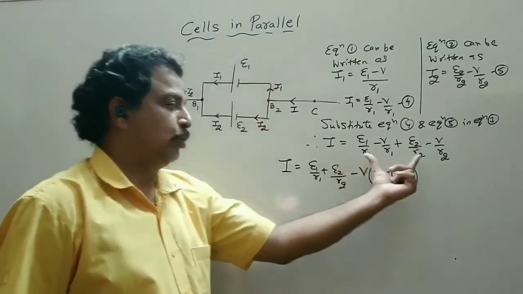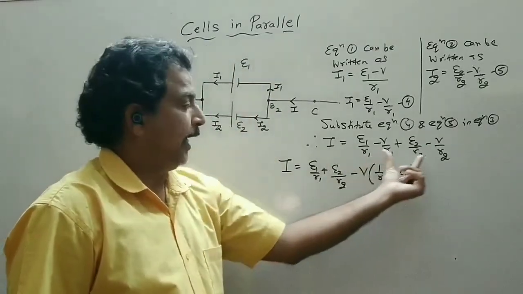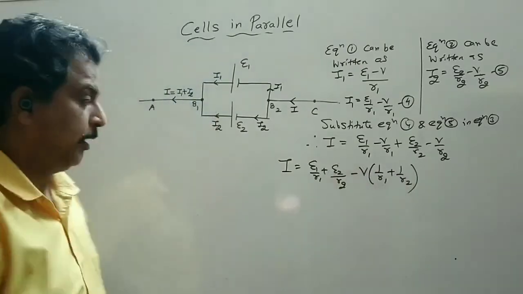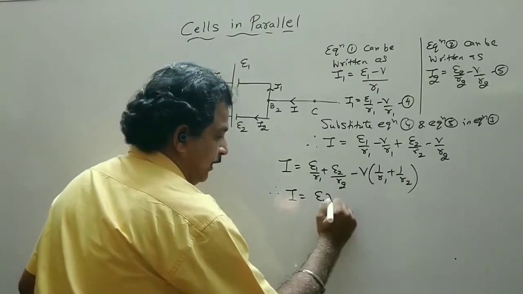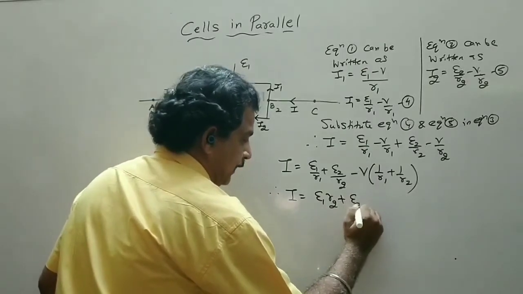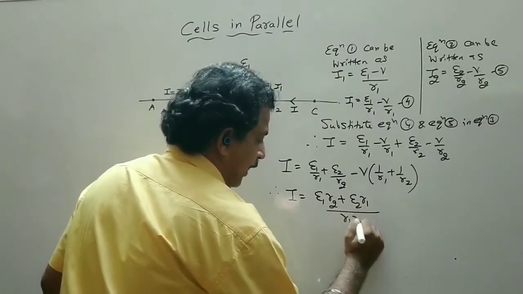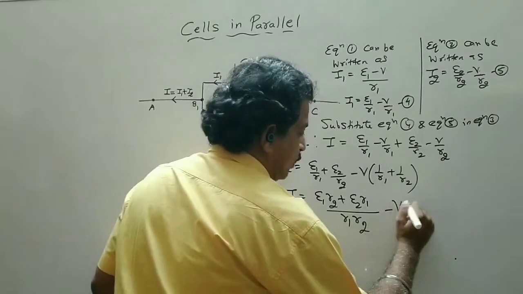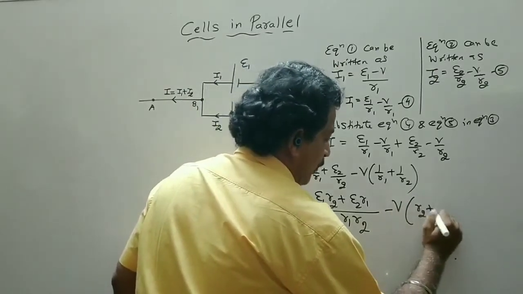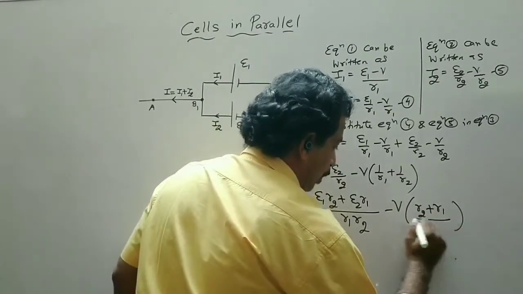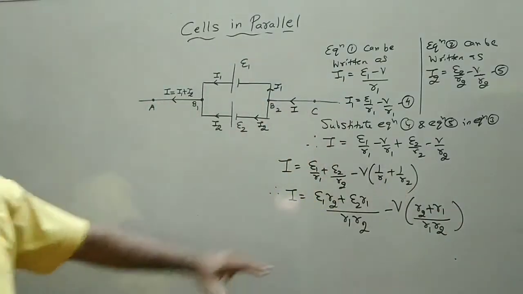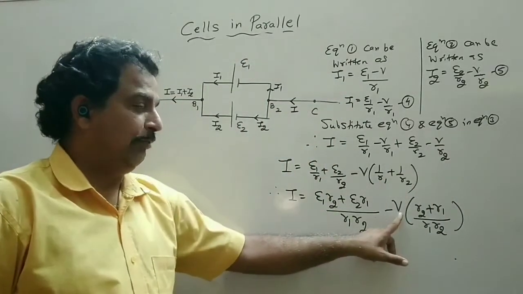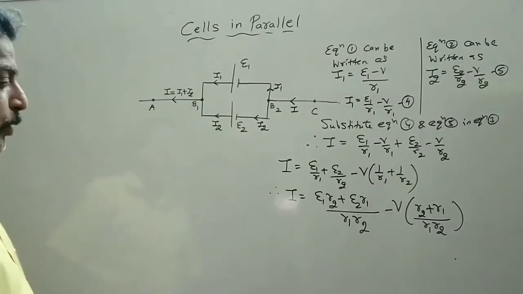So taking these two terms together, taking minus V common from this term, therefore I is equal to (E1 R2 plus E2 R1) upon R1 R2 minus V times (R2 plus R1) upon R1 R2. So this is a simple calculation. Now I will find out V from this equation.